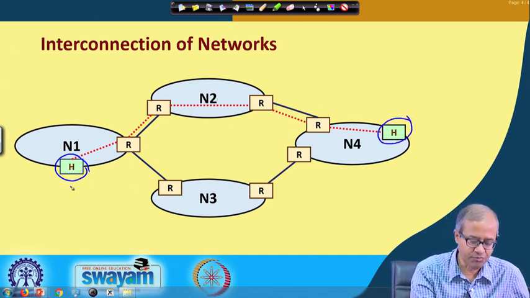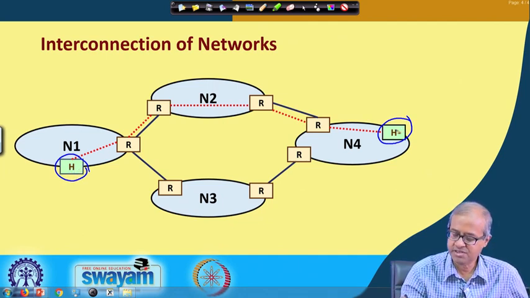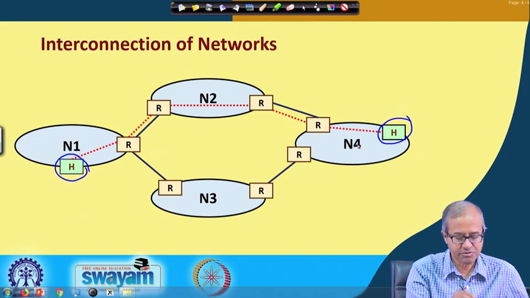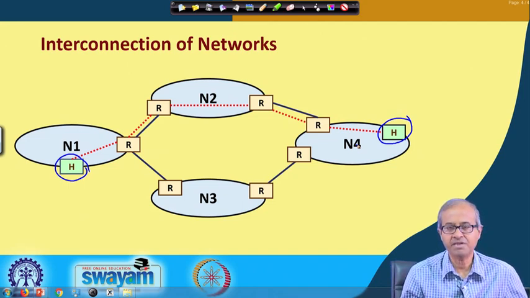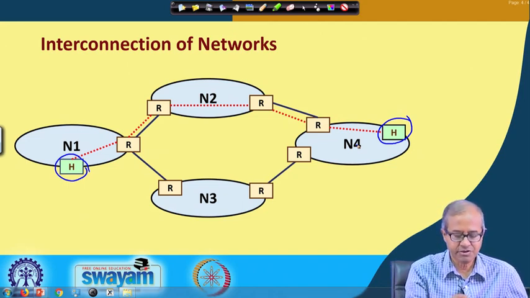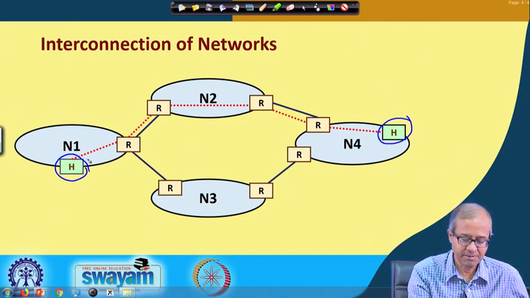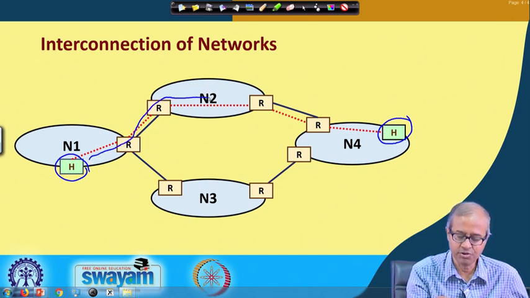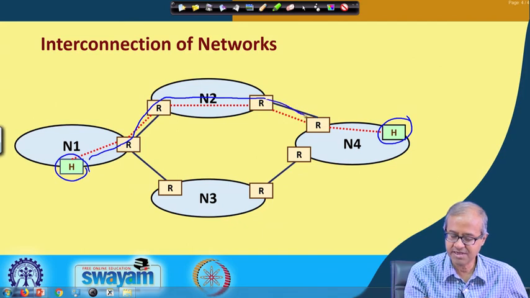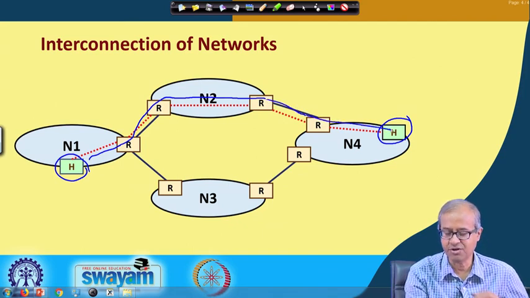Suppose I want to transmit some data packet from this host to this host in N4. So, there can be multiple paths that the packet can take. I am showing one of the paths by this red dotted line, where it will first come to this router R, then through N2 it will cross, then it will enter this, and finally, it will reach the final network.